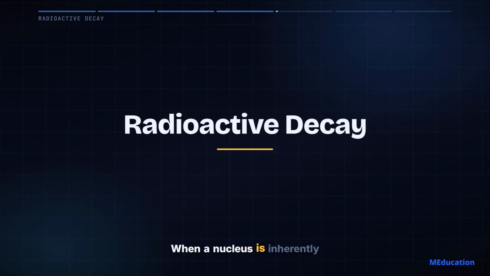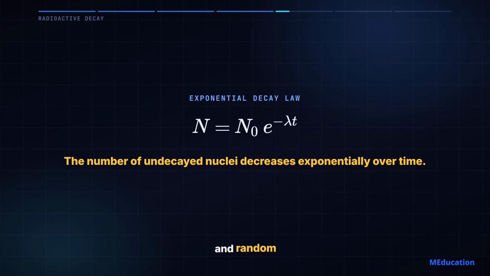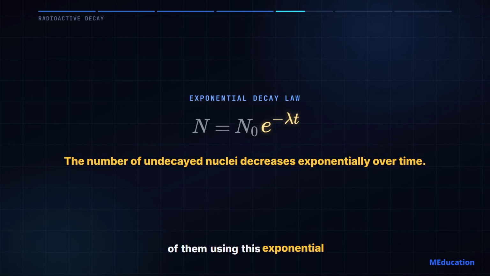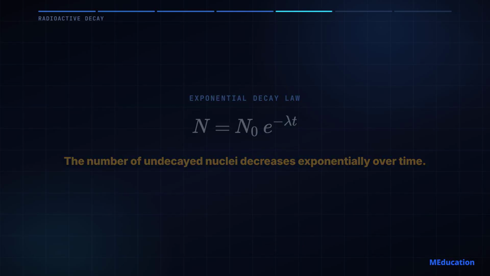When a nucleus is inherently unstable, it will eventually decay. This process is completely spontaneous and random. We cannot predict when a single nucleus will decay, but we can perfectly model the bulk behavior of trillions of them using this exponential decay law. You will use the decay constant, lambda, and the natural logarithm to solve complex chronological problems, linking this directly to the concept of half-life to find out exactly how long a sample remains radioactive.